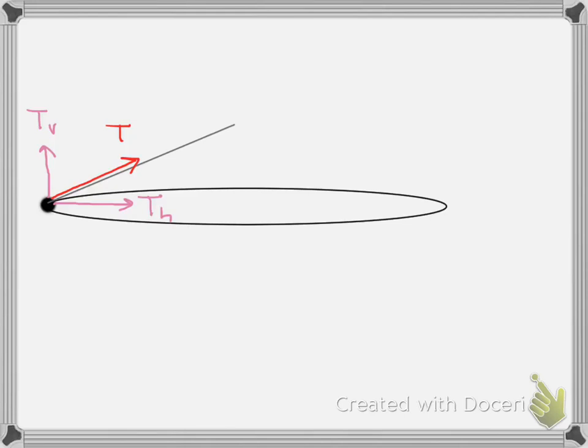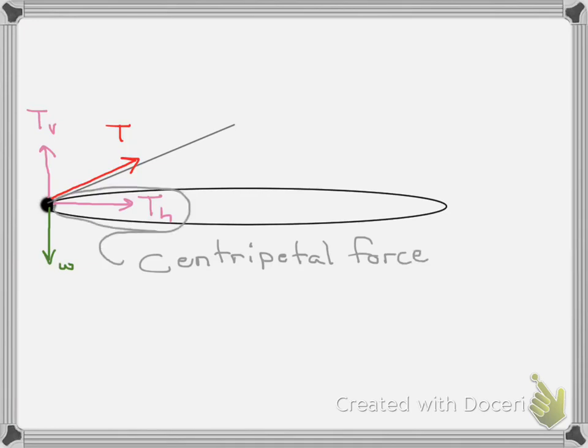Now, the tension in the horizontal direction points in towards the center of the circle, and the tension vertical points up, and it balances the other force which is acting on the ball here, which is the weight force. So what, if any of these, are centripetal forces? Well, the horizontal tension force is the centripetal force.